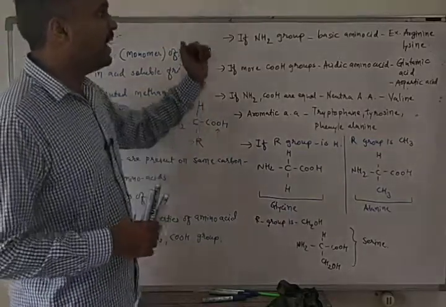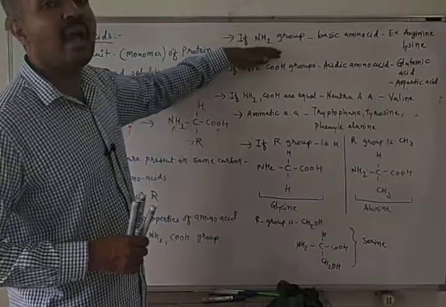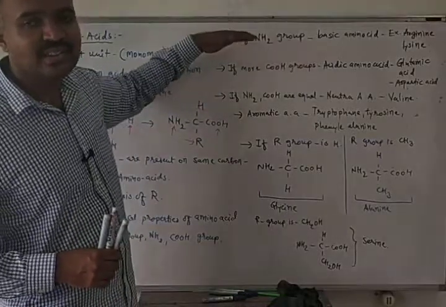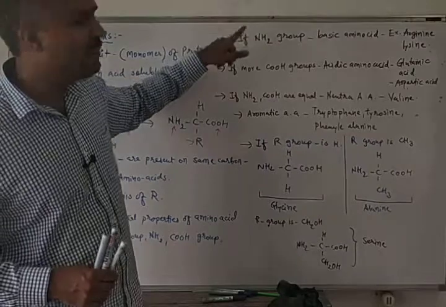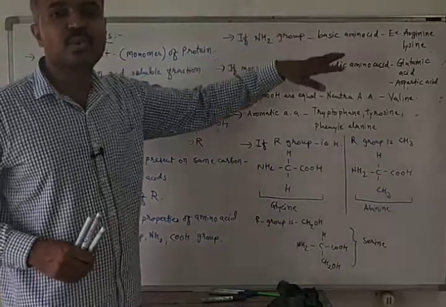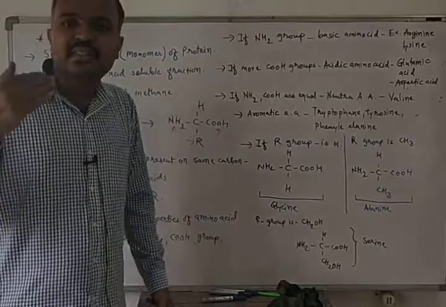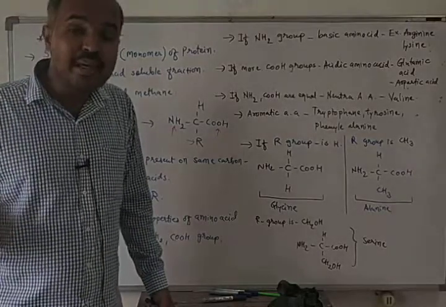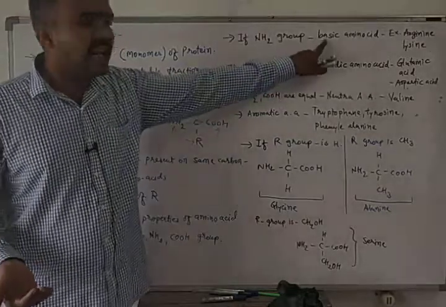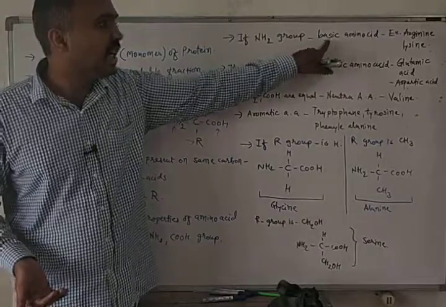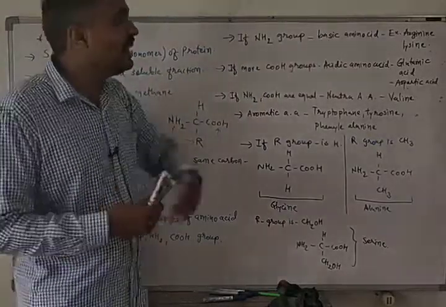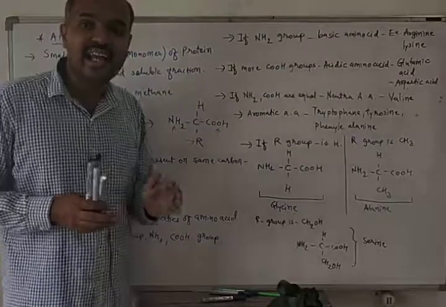Say for example, if an amino acid is having more number of amino groups, then that amino acid is known as basic amino acid. Examples of basic amino acids are arginine and lysine.